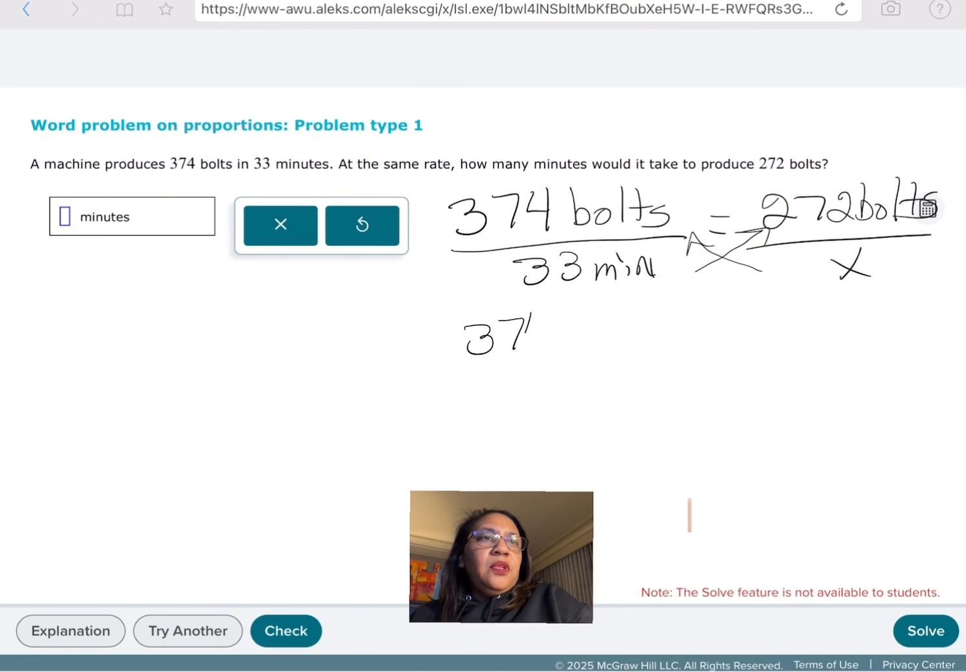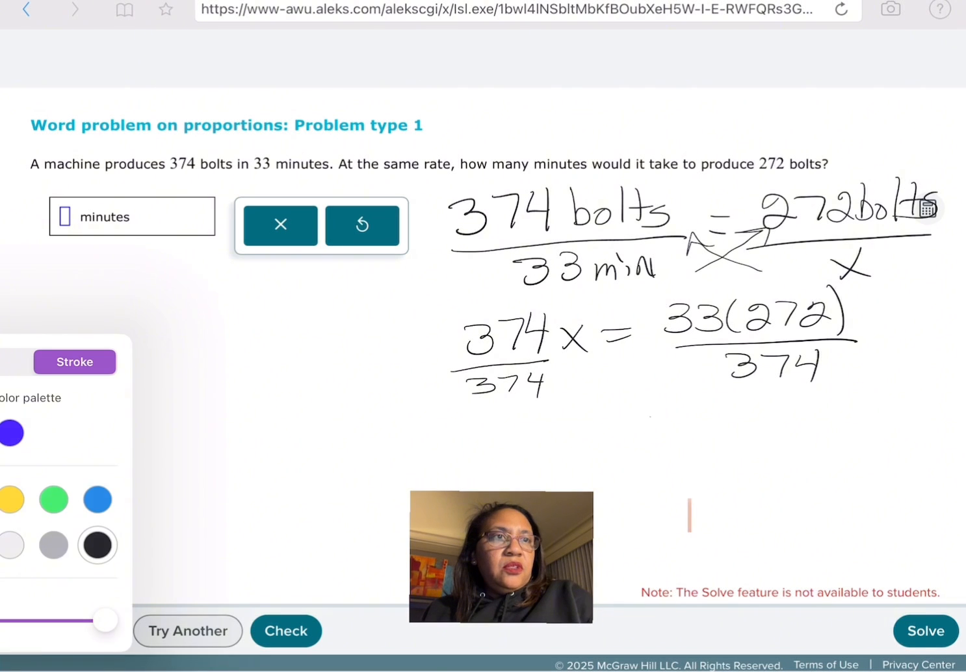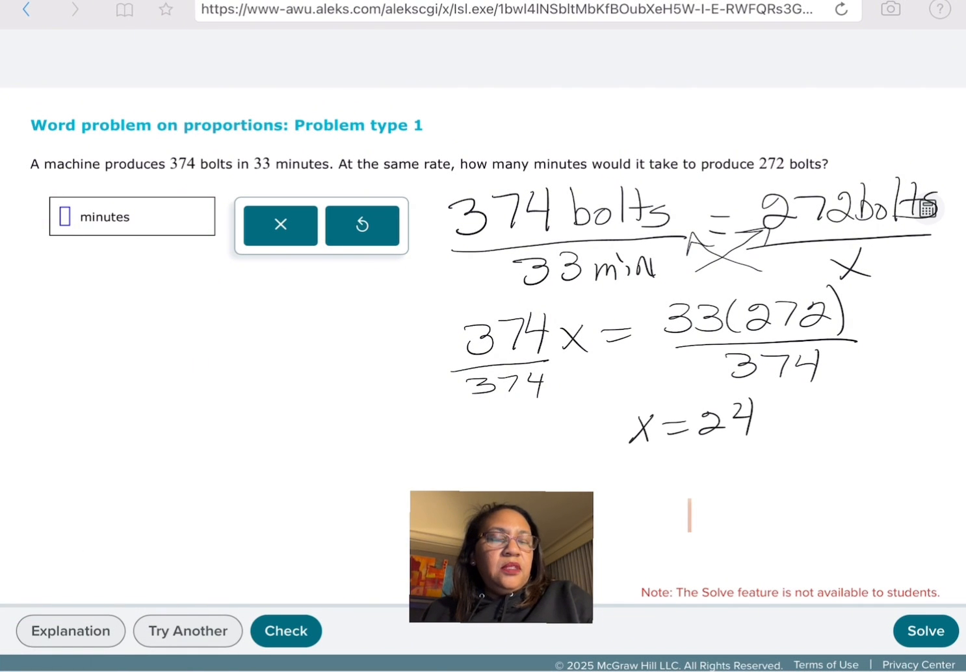So 374, and I'm going to leave off the units just so that it's not too messy, times x equals 272 times 33. And then to solve for x, I just divide both sides by 374. So I'm going to do it all in one shot: 33 multiplied by 272 and divide that by 374. And it gives me 24 minutes. So x is equal to 24 minutes.